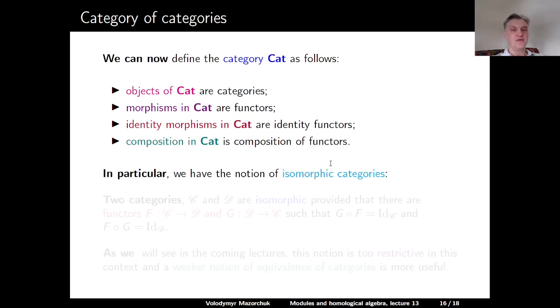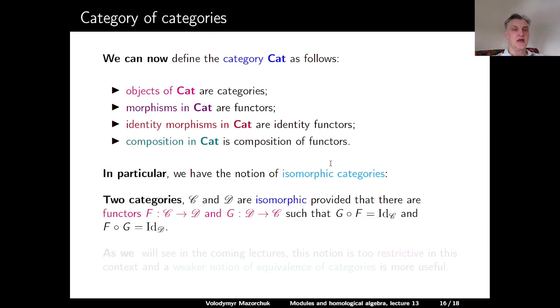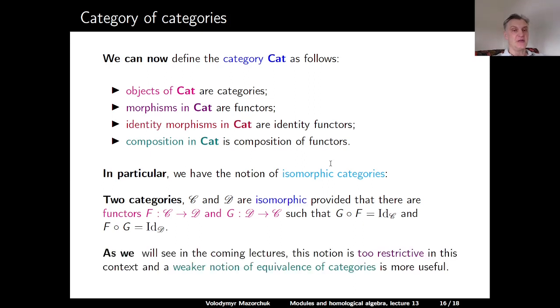In particular, we have the notion of isomorphic categories. Two categories C and D are isomorphic, provided that there are functors F from C to D and G from D to C, such that the composition of G after F is equal to the identity functor on C, and the composition of F after G is equal to the identity functor on D. We will see in the coming lectures that this notion is way too restrictive in the context of categories, and a much weaker notion, which is the notion of equivalence of categories, is much more useful in this context.